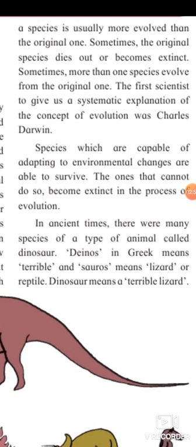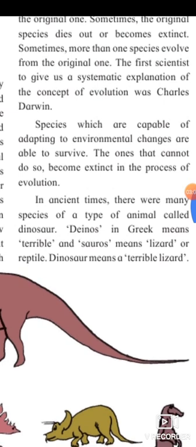Likewise, a person, an animal or a plant that is able to adapt to environmental changes is able to live in that society. The ones that cannot do so become extinct in the process of evolution, meaning they are separated from the society.